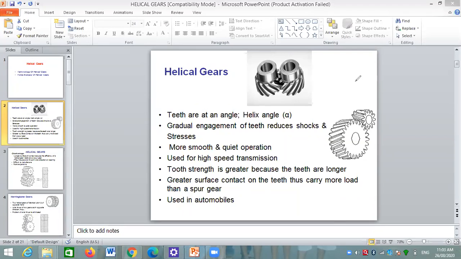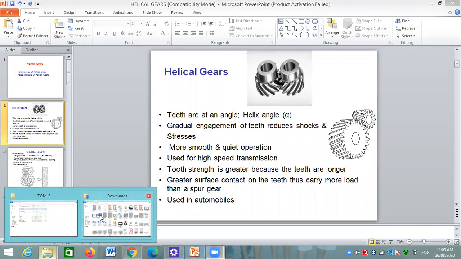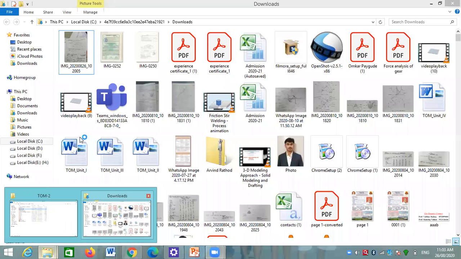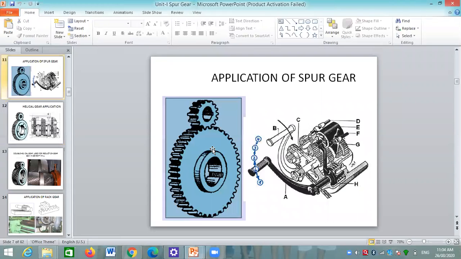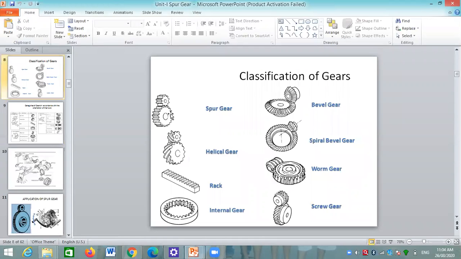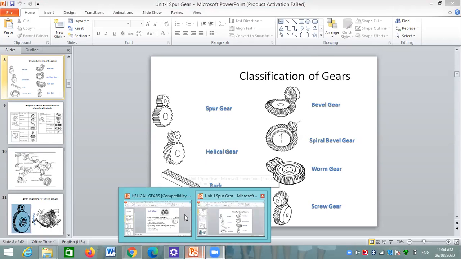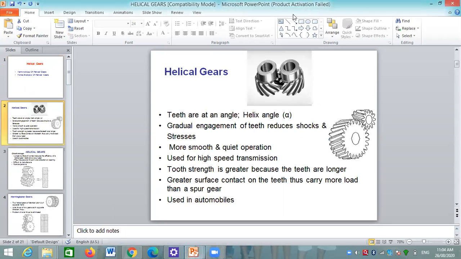Okay, I will show you the diagram of a spur gear. Okay, this is the spur gear. If we see in this image, the axis of the gear and the teeth are parallel to each other, and if we see in a helical gear, the axis and the teeth are not parallel to each other. There is some angle, that is the alpha angle, between them.